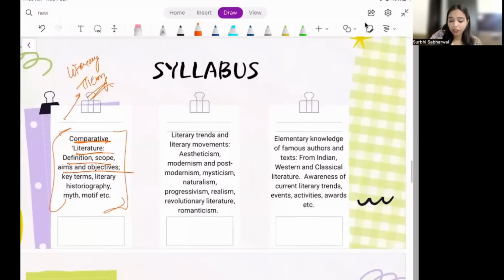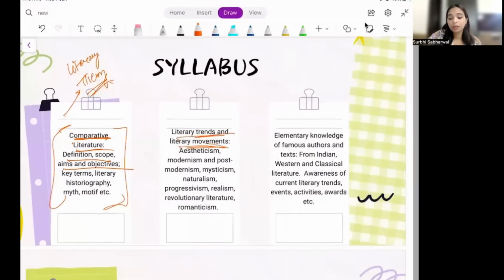Next, we have literary trends and movements. Again, very straightforward questions, such as who started modernism, who gave postmodernism, or who amongst the following is an author of, say, the postmodern era. So you get questions such as these in your examination.